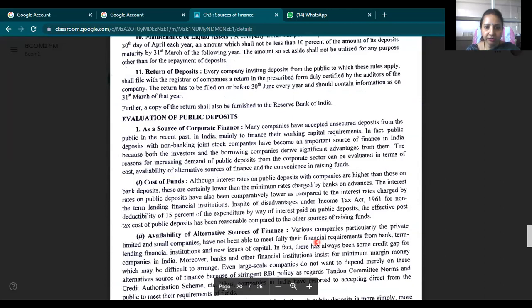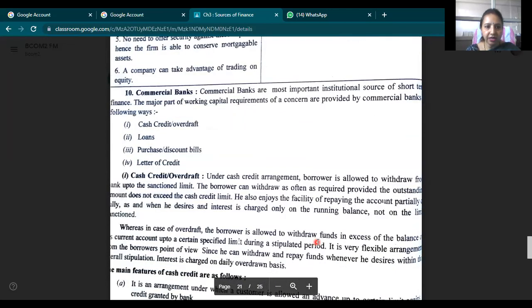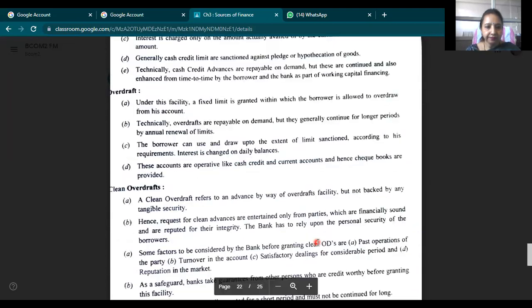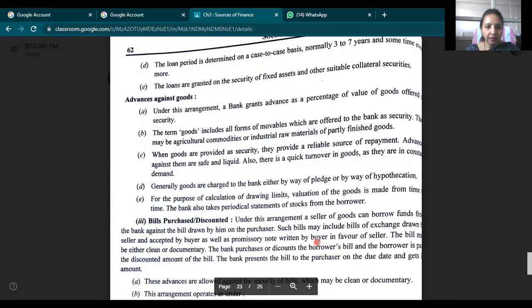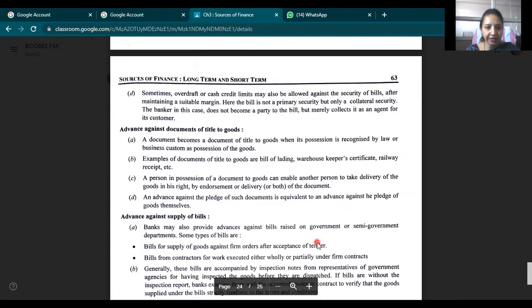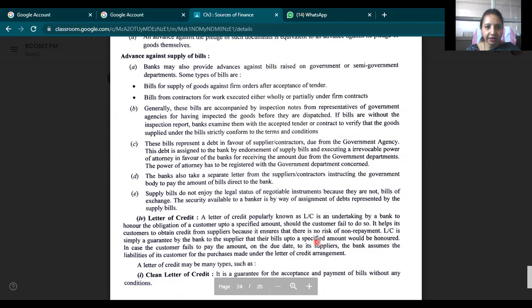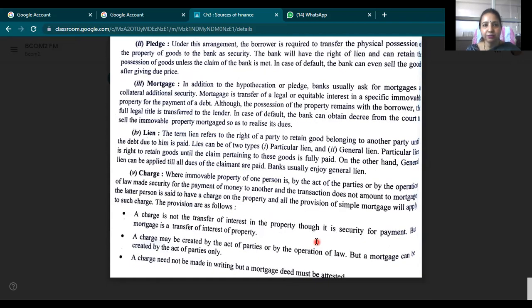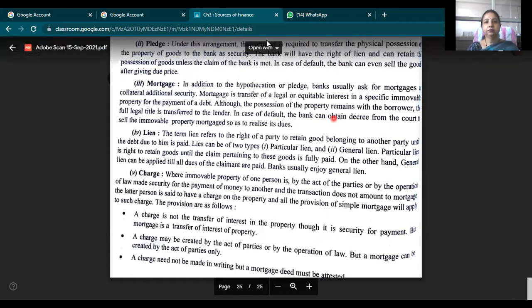Okay, public deposits, no need to write these advantages. Cash credit, already explained yesterday. So this is the whole material. Then letter of credit can be taken as well. So these are 25 pages and some 6 more pages are being attached. Let us see those pages also. Let us see that. We share my screen.